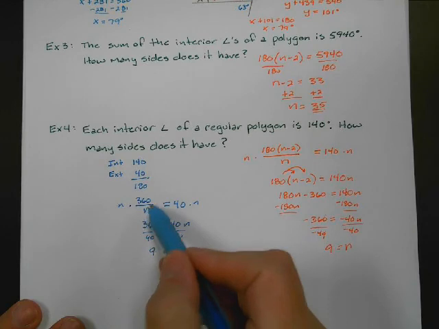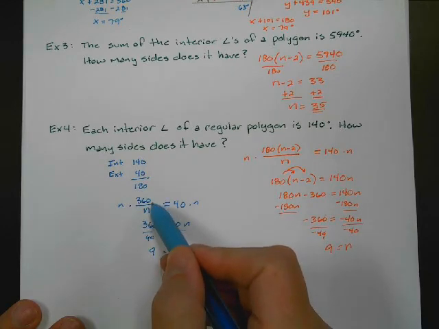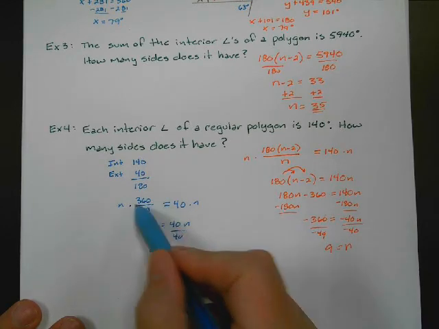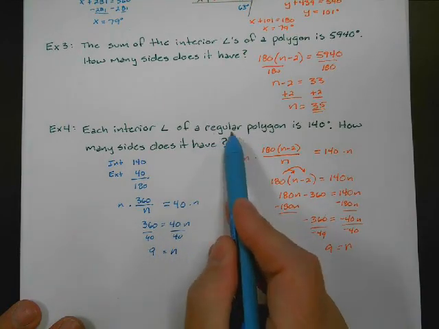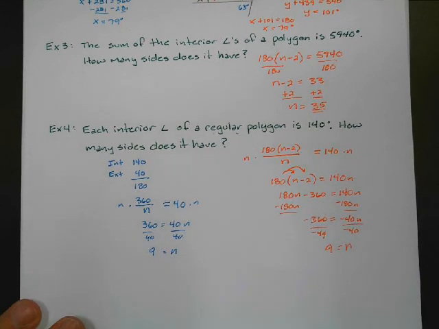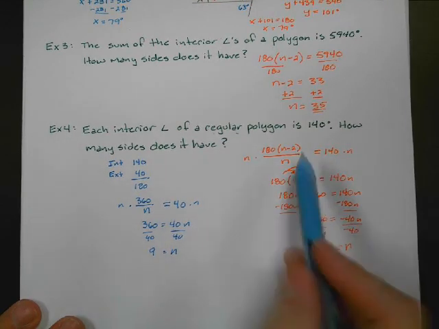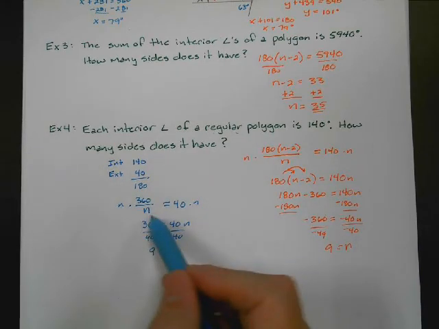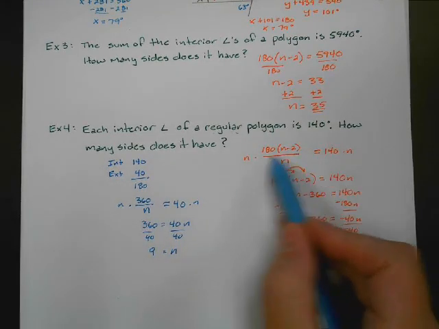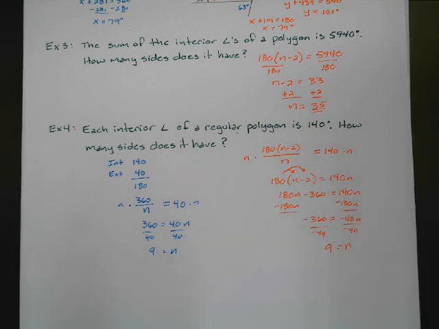Why? Because the exterior angles always add up to 360. So if I take 360 and divide by the number of sides, that's where I'm getting 40 from, each individual angle, since it is regular. Regular means all of them are the same. So you can work from interior or exterior. Exterior is easier because the interior changes depending on how many sides there are.